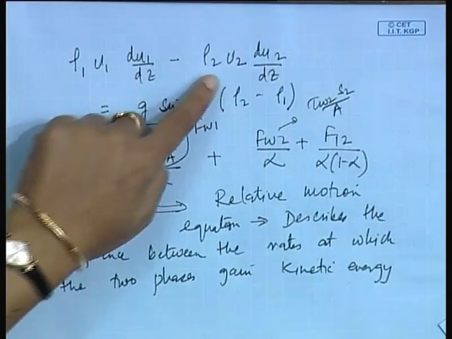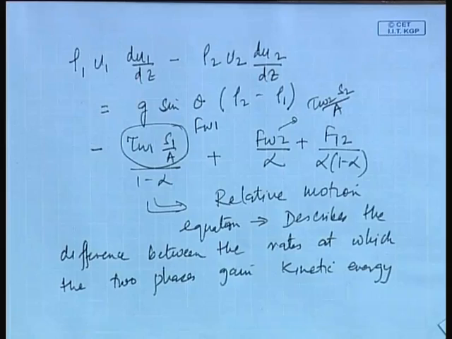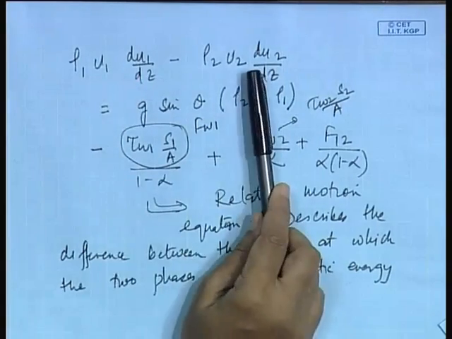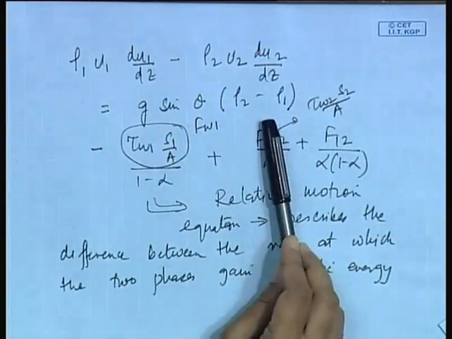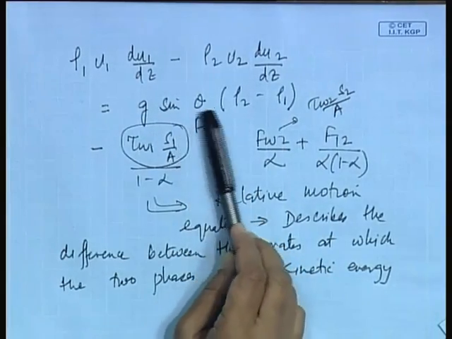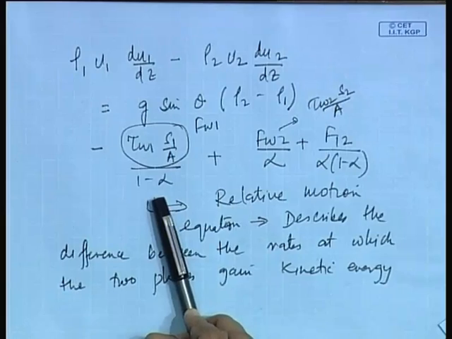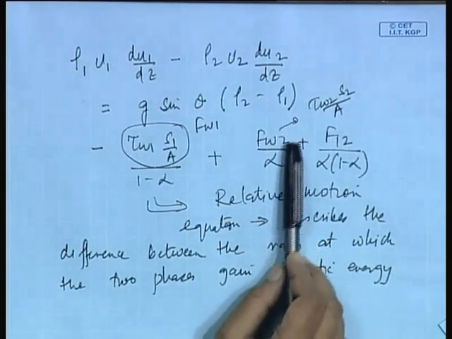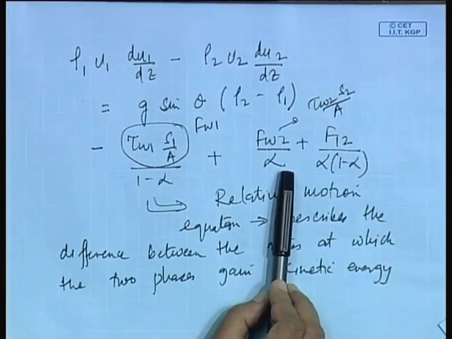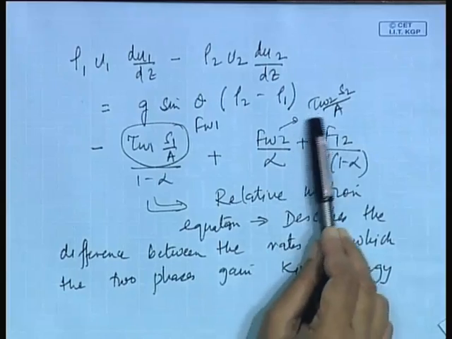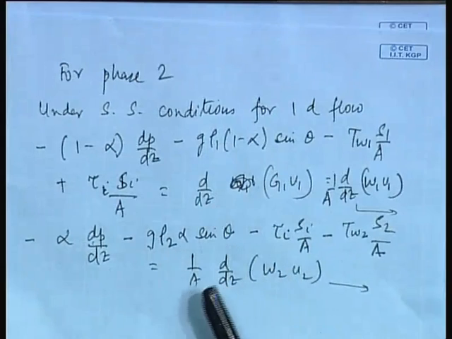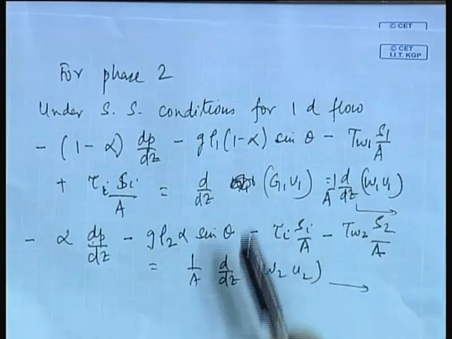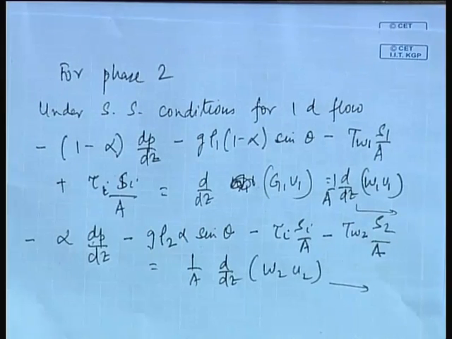Basically, this is the difference between the rates at which the two phases gain kinetic energy, isn't it? So, the rate at which they gain kinetic energy can be obtained from g sin theta (rho 2 minus rho 1) minus the interaction of phase 1 with the wall divided by 1 minus alpha, the volume occupied by phase 1, plus the interaction of phase 2 with the wall divided by the volume occupied by phase 2, plus the interaction between the two phases by alpha into (1 minus alpha). This is one way of combining these two equations for steady state conditions. What is the other way? You simply add the two equations. Do the addition part and see what you get.